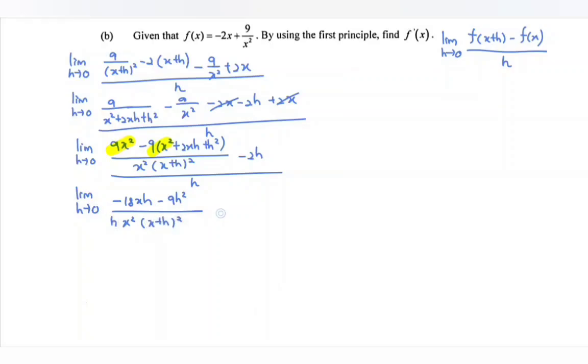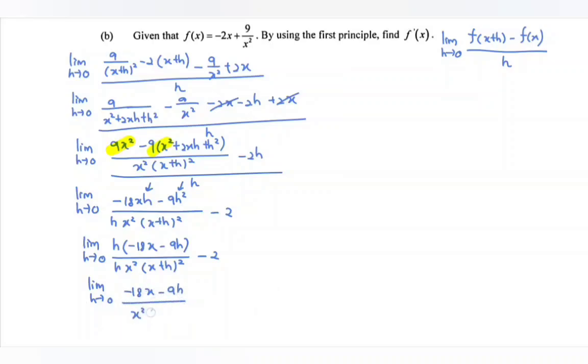Here we have the h and then minus 2 if we simplify the situation. So notice that we have the common term h over here, h over here. We can simplify. Limit h approaching 0, we have h(negative 18x minus 9h) over h, (x squared)(x plus h) squared, minus 2. So limit h approaching 0, negative 18x minus 9h over x squared (x plus h) squared, minus 2.